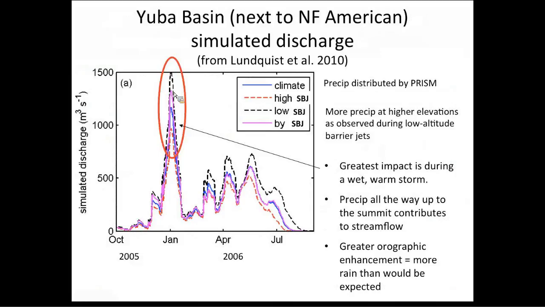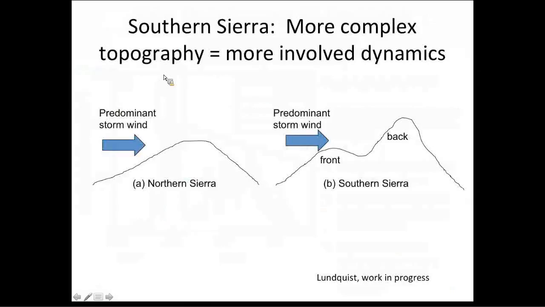So what you can notice is that this actually has the greatest impact during a wet, warm storm. Here you can see that in this case we had a major rain on snow flood in the area, and that if you look at climatology in the blue, the barrier jet that actually occurred caused much more runoff. Basically precipitation all the way to the summits contributed to stream flow, and we have greater orographic enhancement. We have more rain than would be expected.